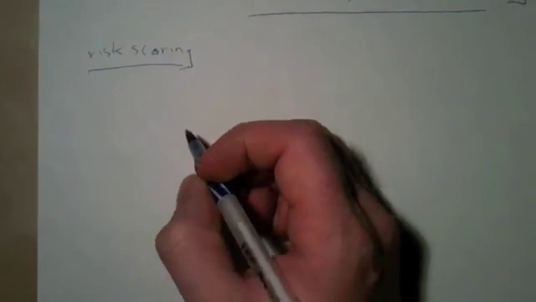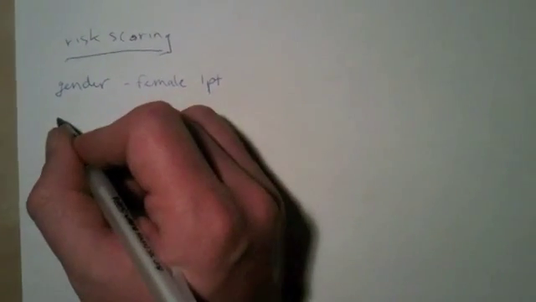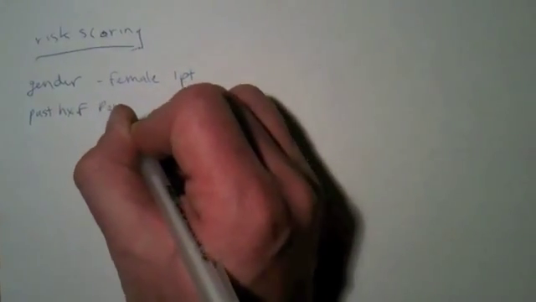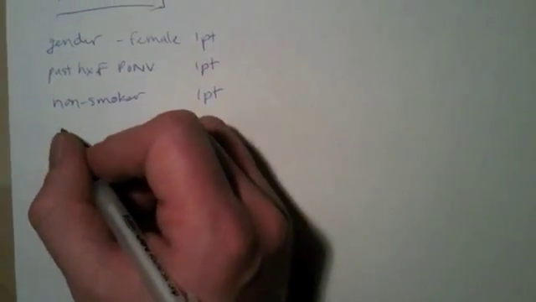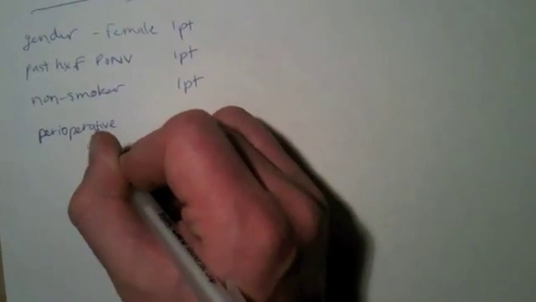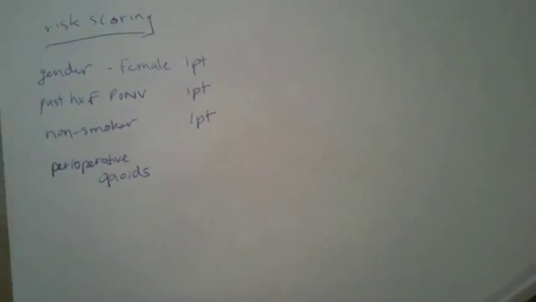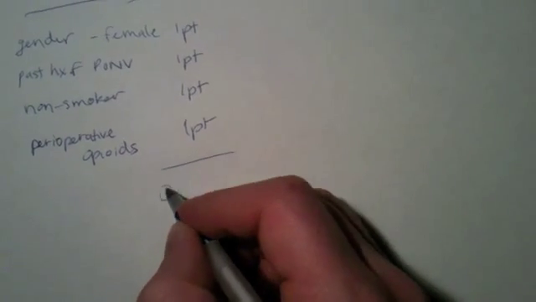So our very basic risk score is based first off the patient's gender. If they're female, they get 1 point. If they have a past history of PONV, that's also worth a point. If they are a non-smoker, that is worth a point. And as well, if they are being given perioperative opioids. As any of us who have taken opioids know, they can be very powerful nausea inducers, so that's also worth a point. So we add this up for a total of between 0 and 4.